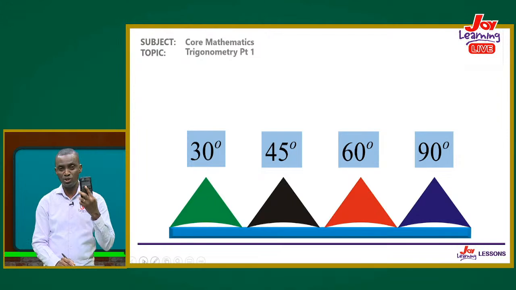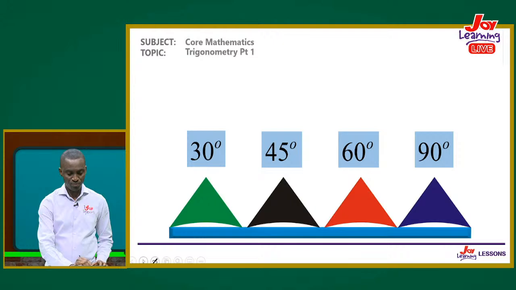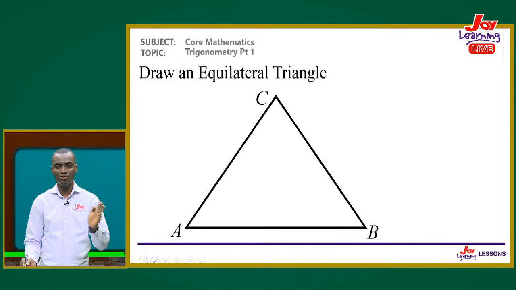Before the invention of the calculator, people were still doing trigonometry. How did they get answers without using calculators? So we want to look at how we can get the values of the following angles without the use of a calculator. Now let's start the whole deal like this. Remember, we are still dealing with trigonometry, which is trigonon and metron, triangles and measurement of triangles, the sizes and angles that exist between them.